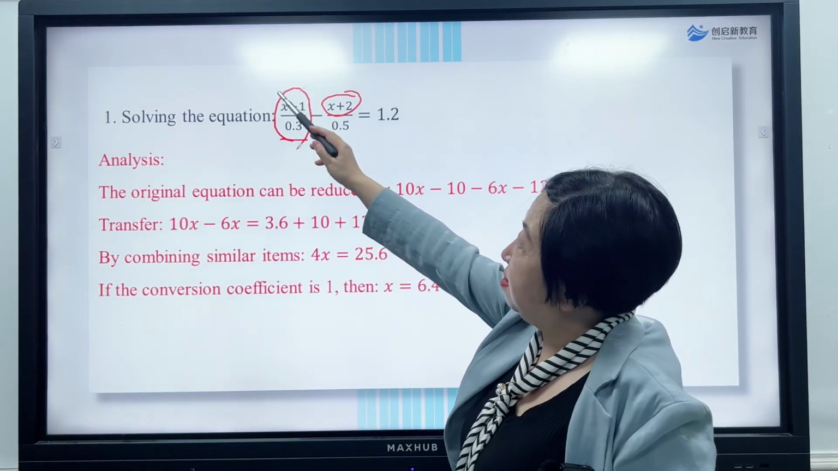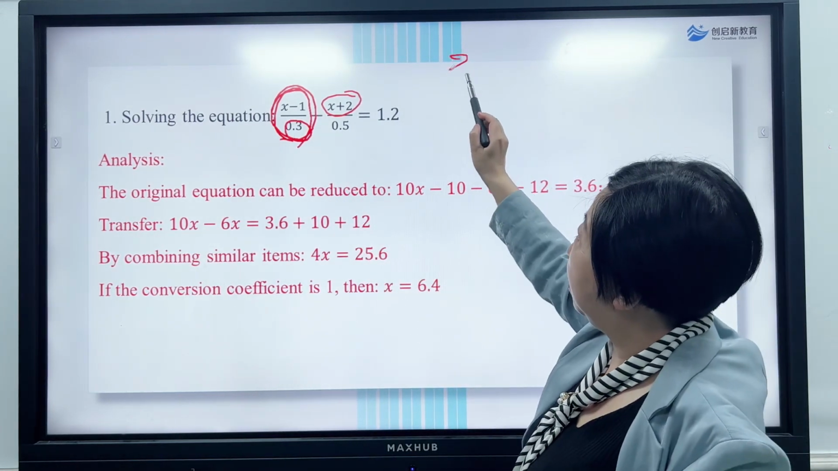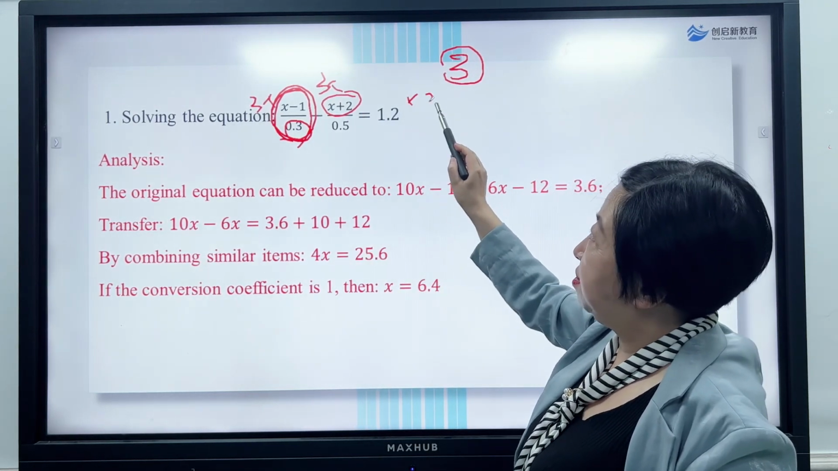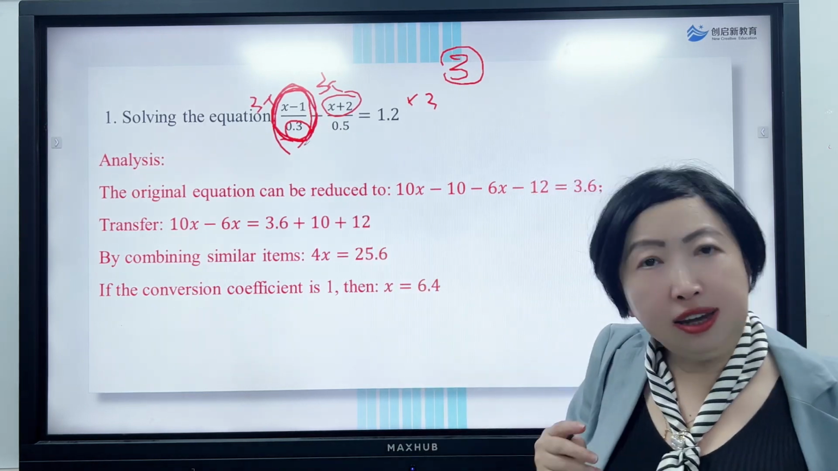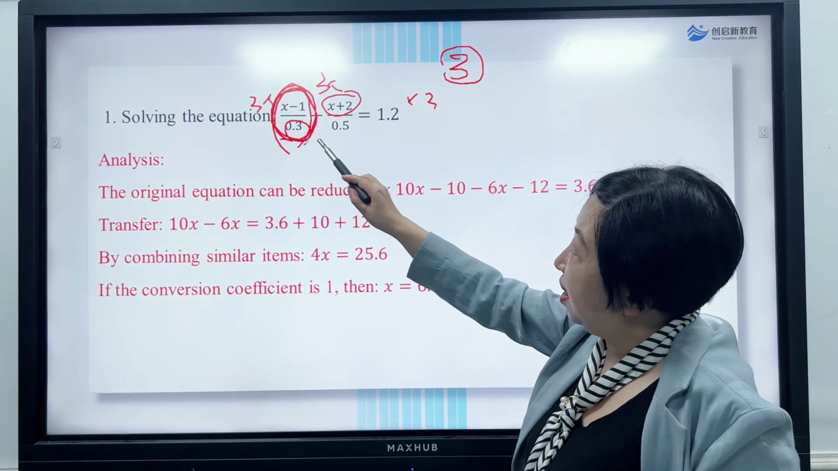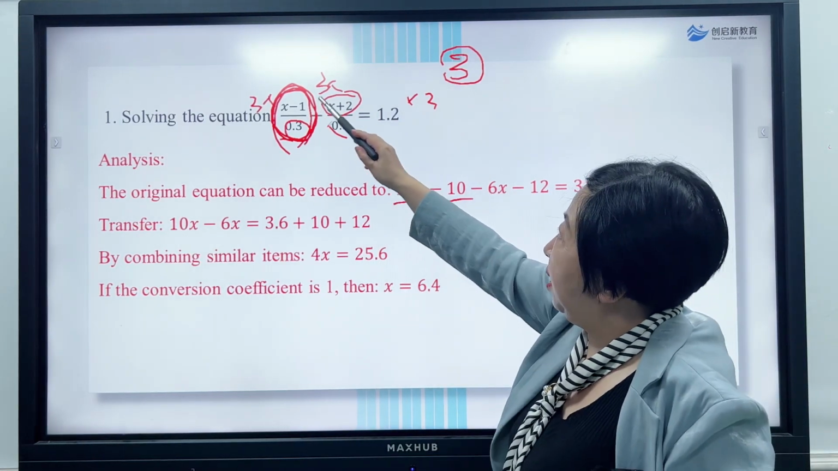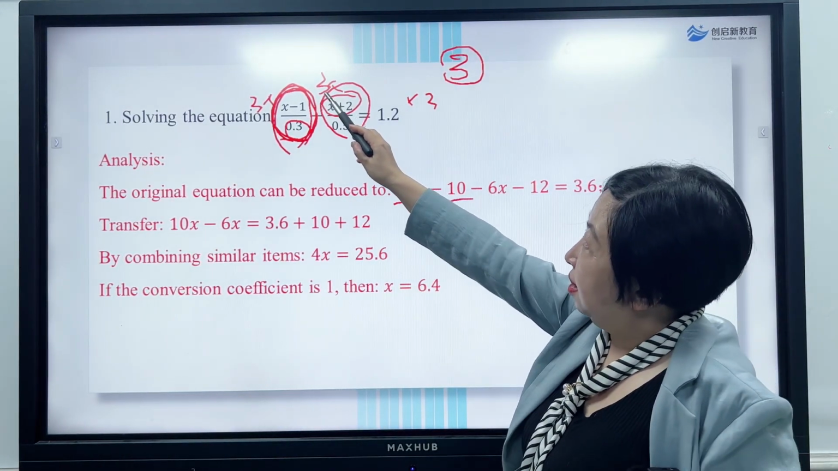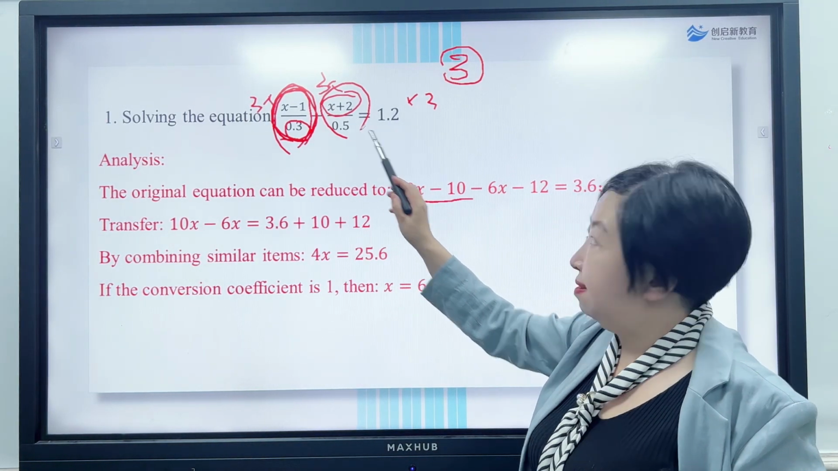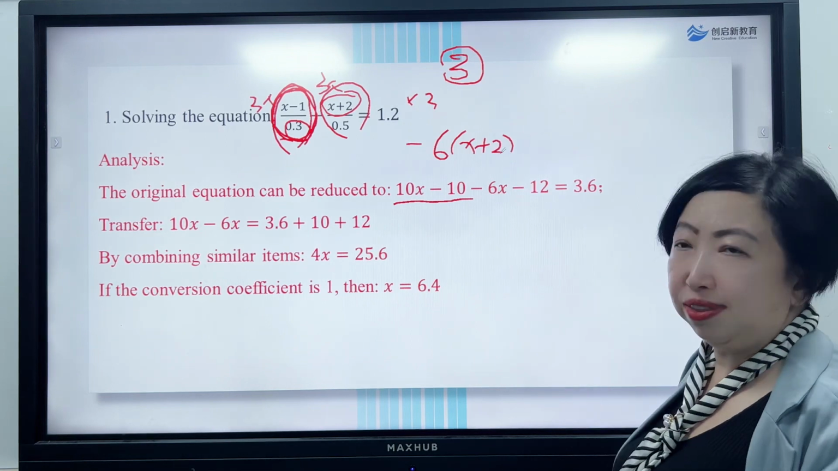Of course, we will change the denominators both to integers. We multiply by 3 here, here, here, and here, so they change to integers. Here it changes to 10x minus 10. And here, 3 divided by 0.5 is 6, so here is 6 times (x plus 2).